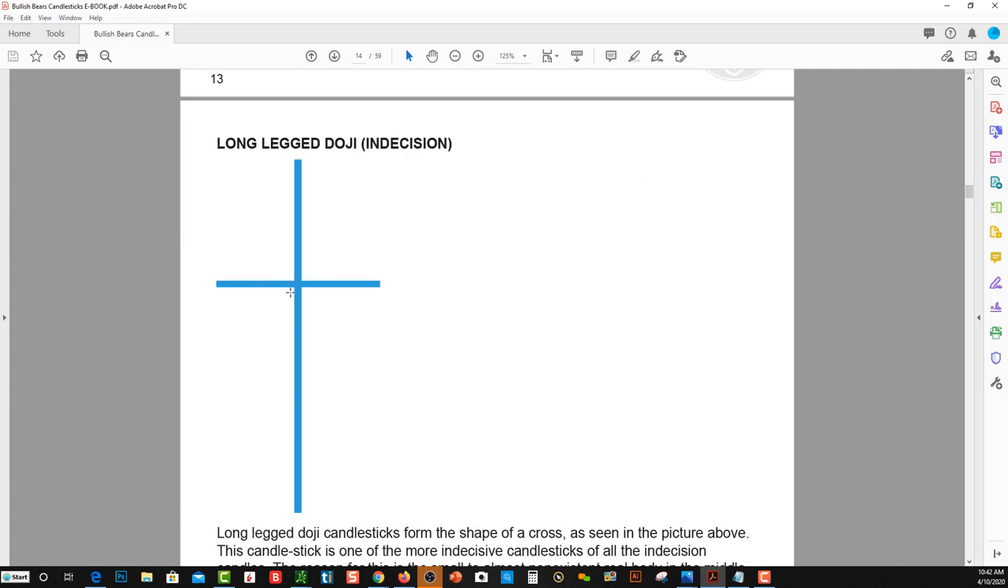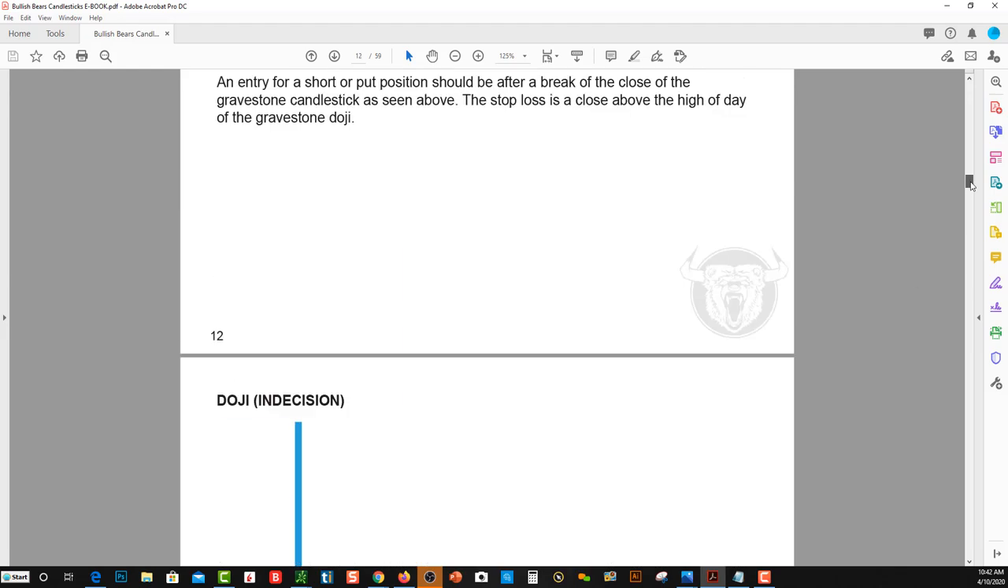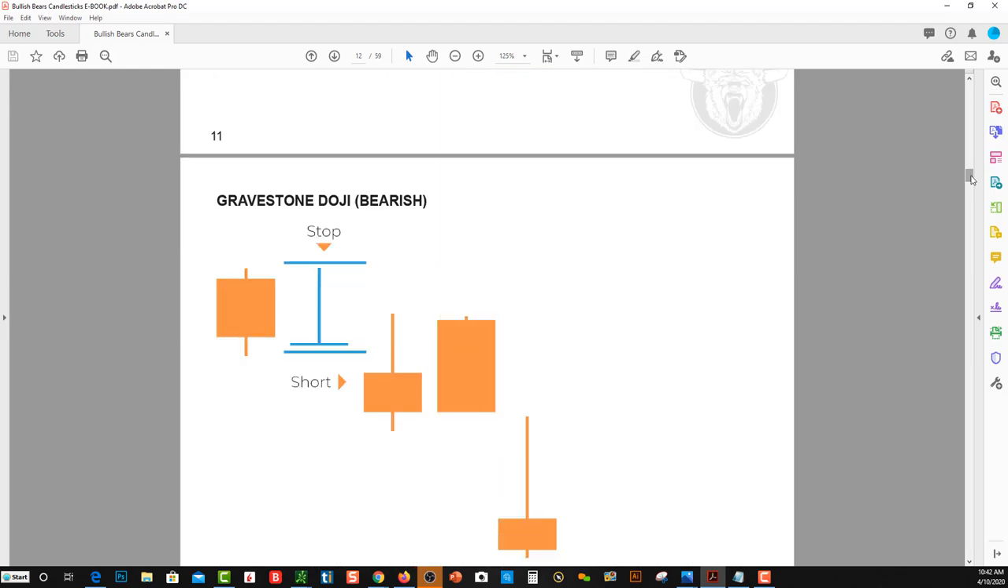Then you see long-legged dojis. Looks like a doji, just has a longer leg, right? And then you'll see things, okay, there's doji, gravestone doji, right? So again, I'm not going to go through all of these. We're just going to kind of zone in. You see they all have a similar, they're telling you a similar story. Be aware of a potential reversal.